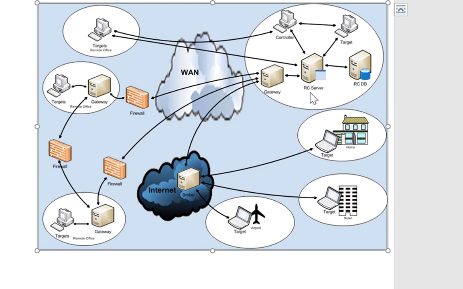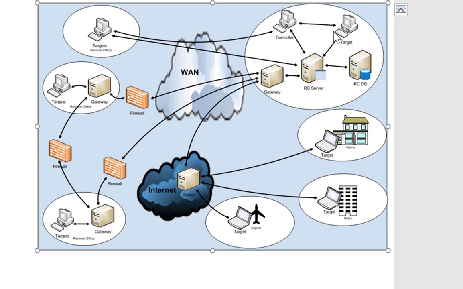So you're going to obviously start with your RC server, your remote control server, and database. Now these can be separate or on the same machine. It just depends on your environment. And then also you're going to have a controller, which is going to allow you to control computers over the remote control interface. And then obviously you're going to have a target, which is the machine you would like to target.